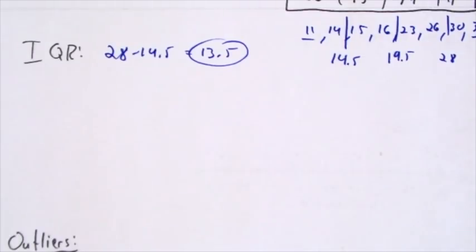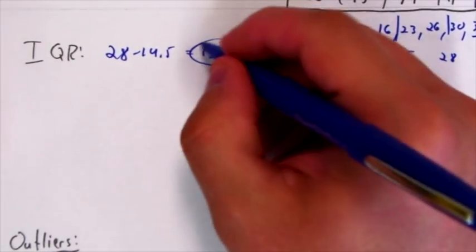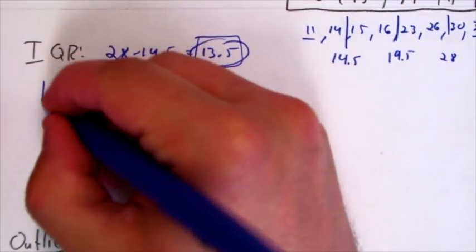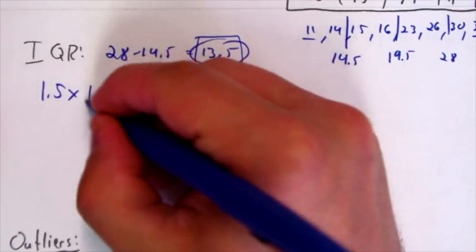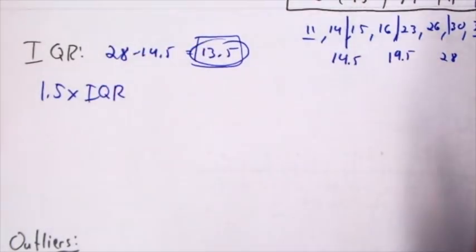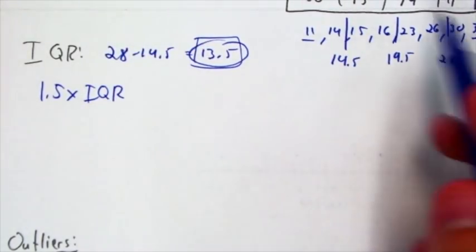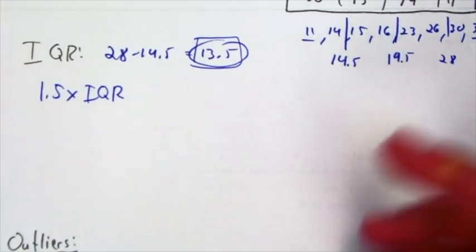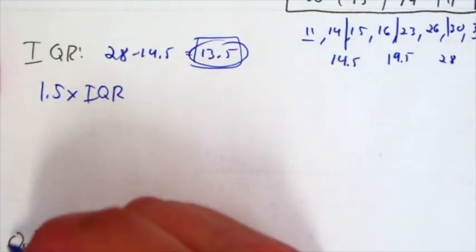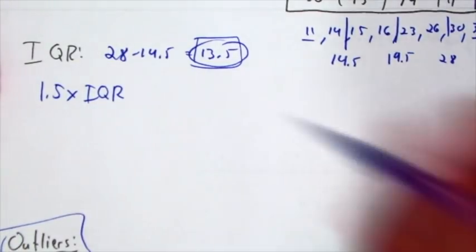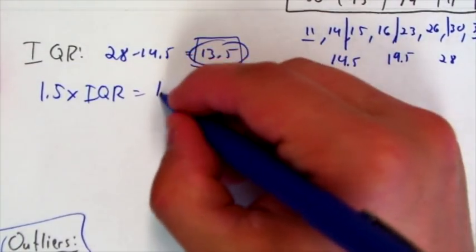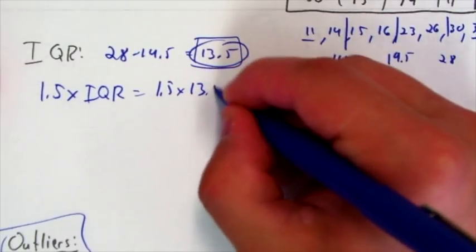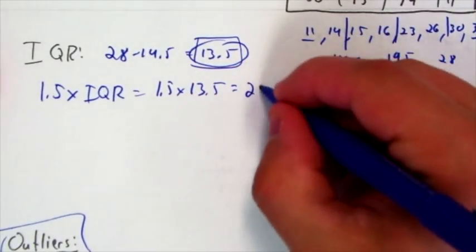Okay, so now that we have the interquartile range, we can use this to help us find any outliers. So what we need to do is multiply the interquartile range by 1.5. The reason why we do that is that way we can extend the area of our data that is actually going to be okay for us to use, and anything outside of that area will be called our outlier. So, first of all, we do 1.5 times 13.5, and that gets us 20.25.